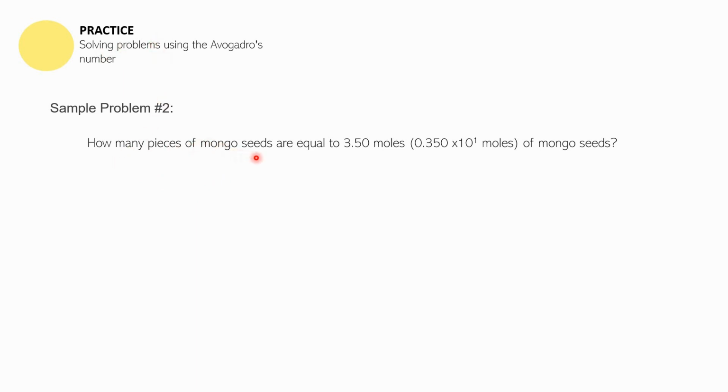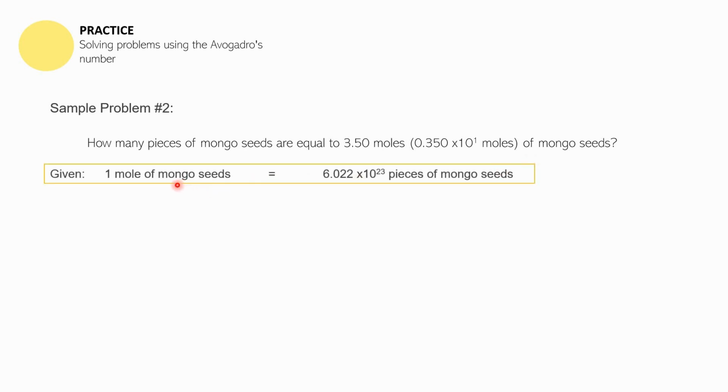How many pieces of mango seeds are equal to 3.50 moles of mango seeds? 3.50 moles is 0.350 times 10 raised to the first power moles of mango seeds. What we know is, for every 1 mole of mango seeds, there are 6.022 times 10 raised to the 23rd power pieces of mango seeds. This is how many pieces of mango seeds there are per mole of mango seeds. I hope that is clear.